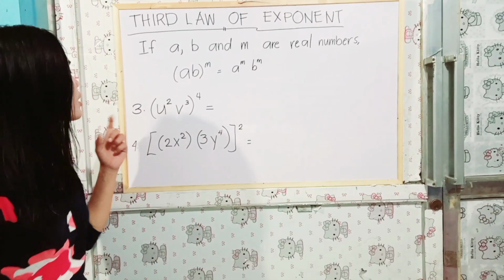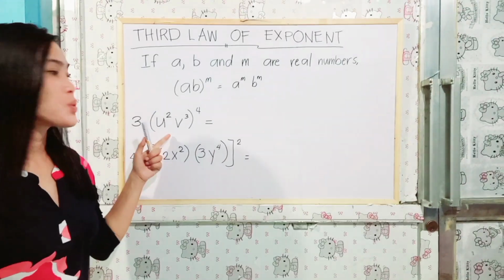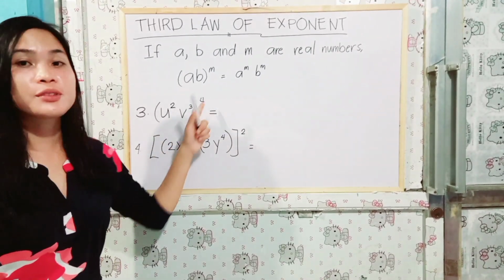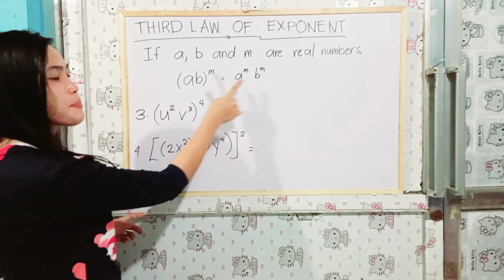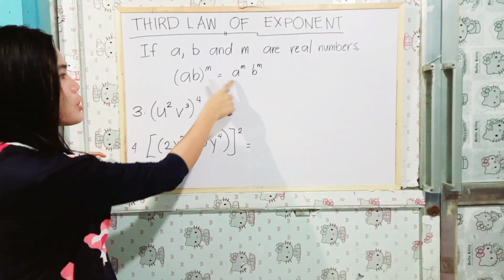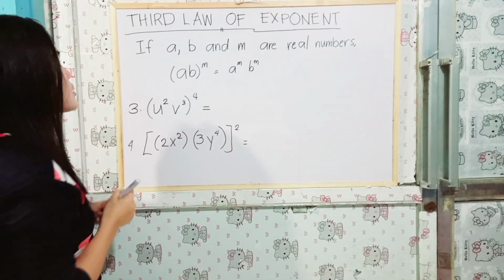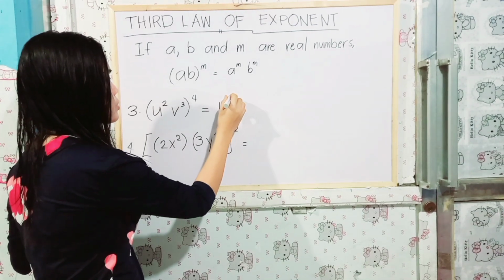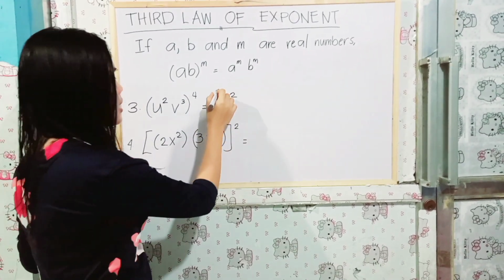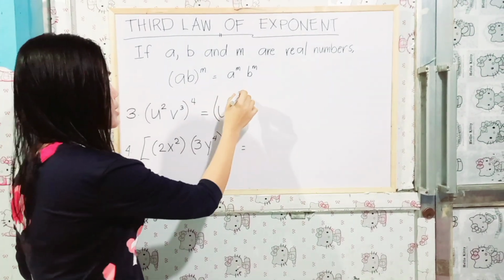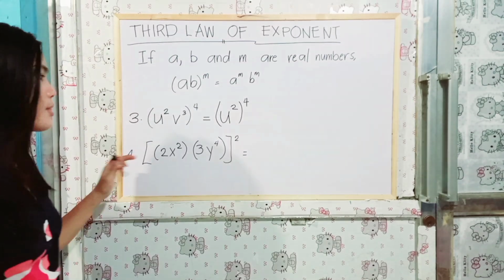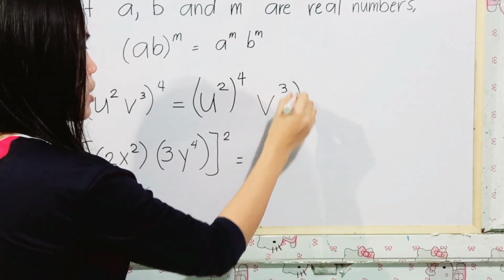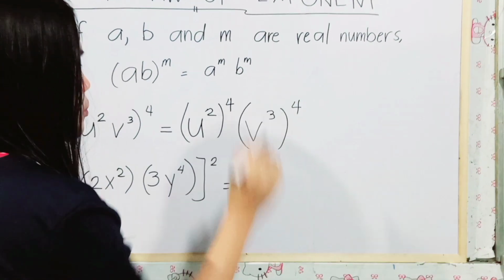Let us have more examples. So we have here the quantity u squared v cubed raised to the power of 4. Let's apply the third law of exponent. Copy the base, so we have u squared and then our exponent 4. And then copy v cubed, or v raised to the power of 3, raised to the power of 4.